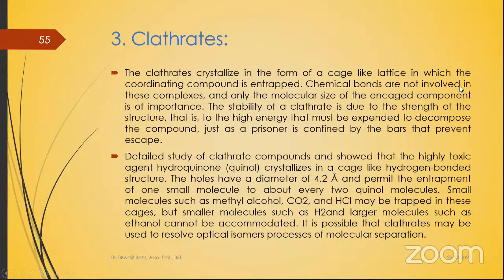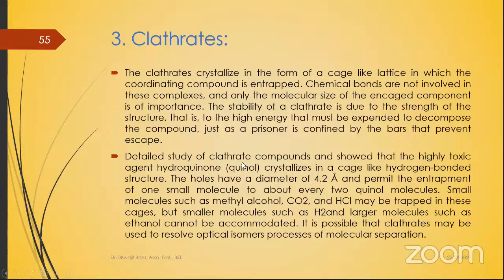Chemical bonds are not involved in these complexes. In the introduction part, I already told that no chemical bond is involved in molecular inclusion complex. And only the molecular size of the encaged component is of importance. The stability of a clathrate is due to the strengthening of the structure, that is, to the high energy that must be expended to decompose the compound, just as a prisoner is confined by the bars that prevent the escape. Okay.